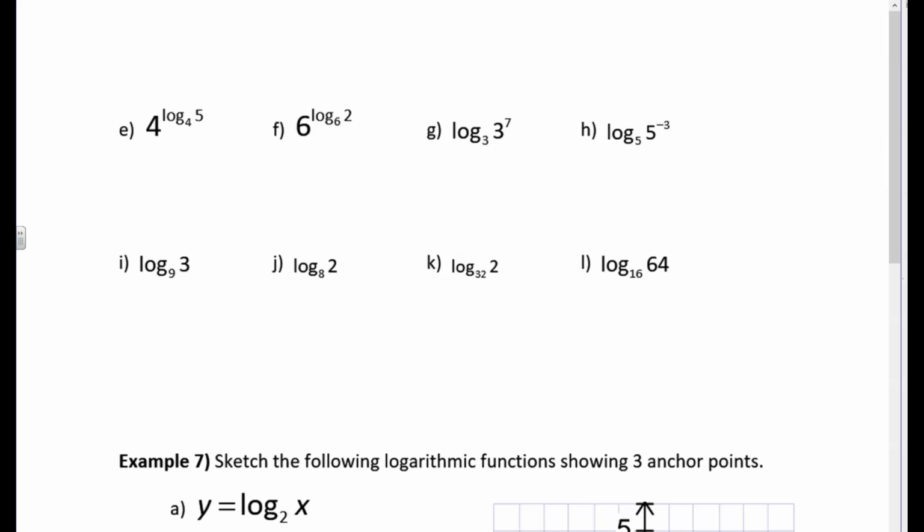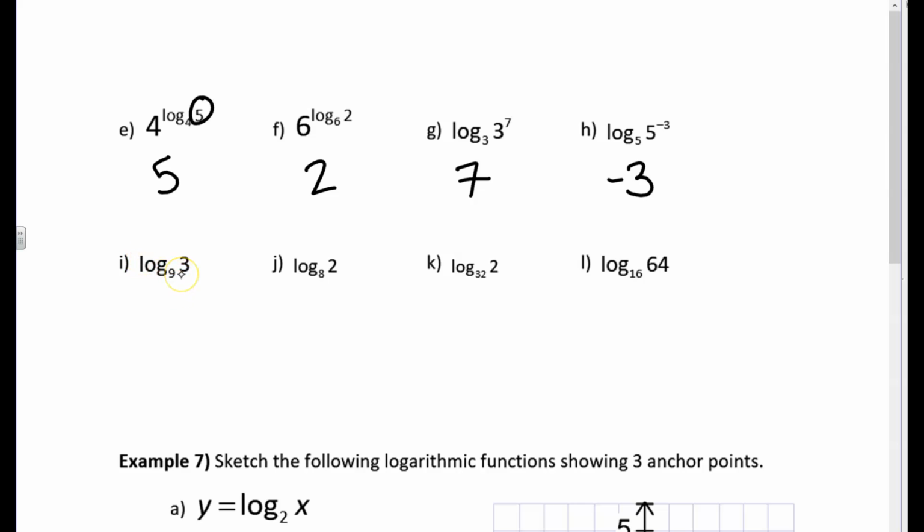So 4 to the log base 4 of 5 is just going to be 5. And 6 to the log base 6 of 2 is just going to be 2. Log base 3 of 3 to the 7 is just going to be 7. Log base 5 of 5 to the negative 3 is just going to be negative 3. That's that lovely shortcut we found.